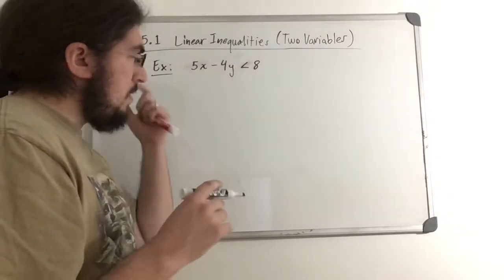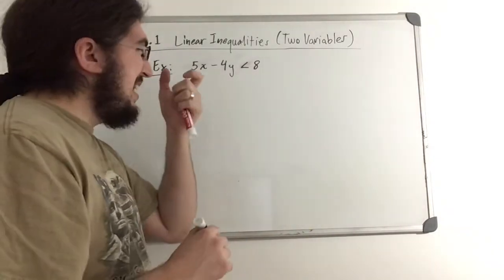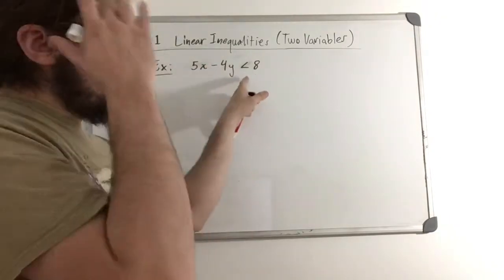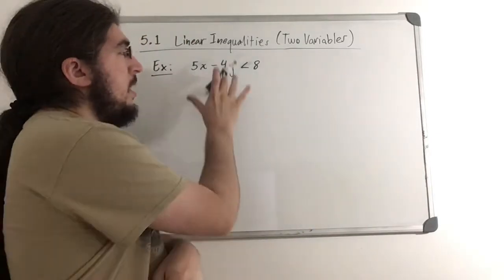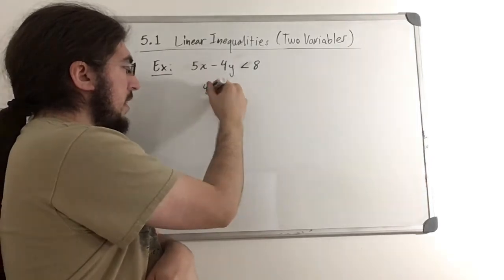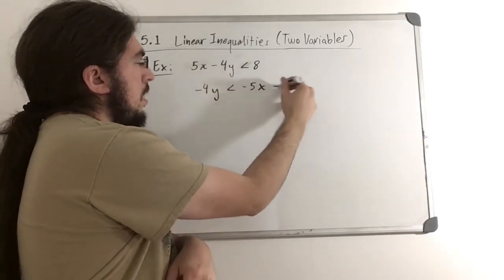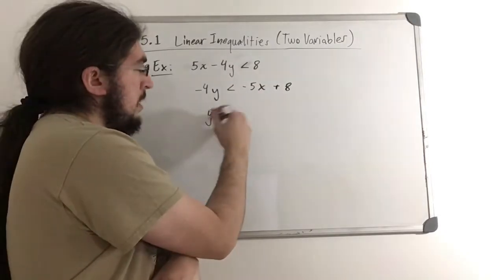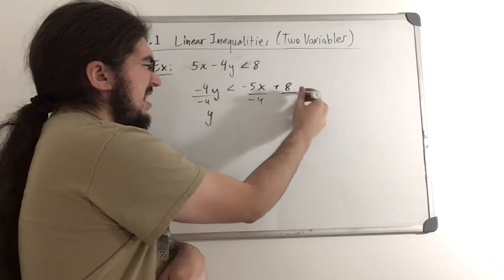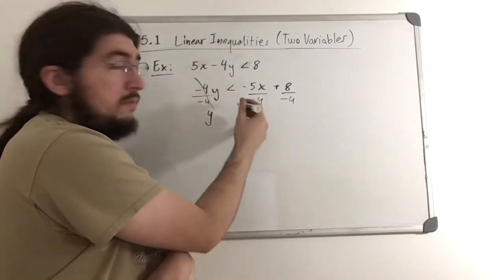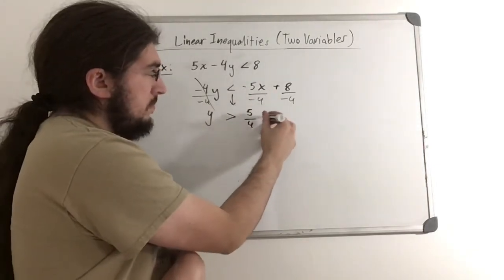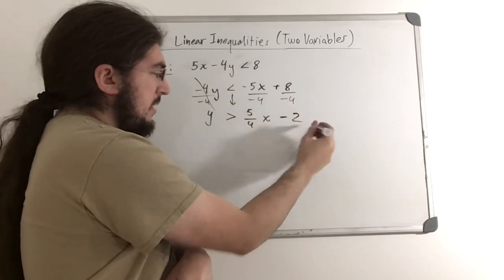The first thing I want to do is get that line I was talking about. To get the line, I'm going to pretend this is equality. I'm going to leave it as inequality, but in the back of my mind I'm pretending it's equality. So let's solve for y. Remember how that goes. Subtract 5x to the other side. Divide by negative 4. Now remember, when you divide by a negative, the symbol flips. Negative over negative is positive, so that's 5 over 4 x. And then positive over negative is negative, and that's 2.